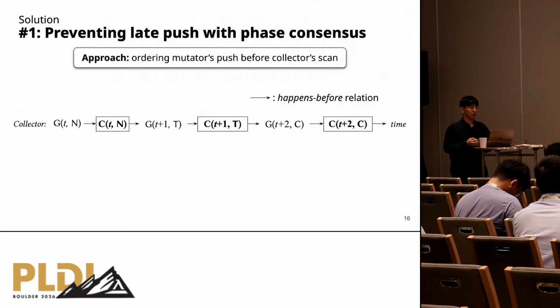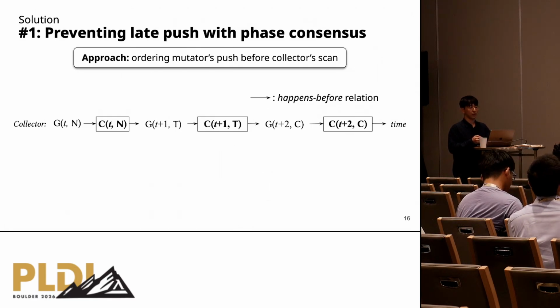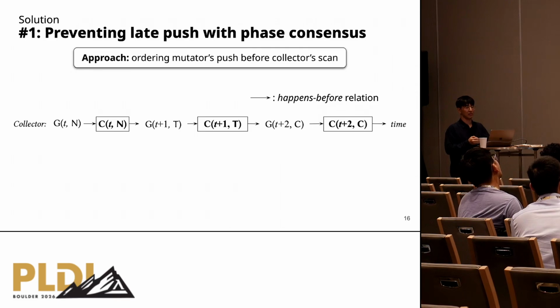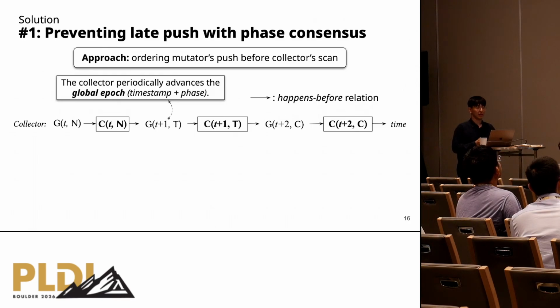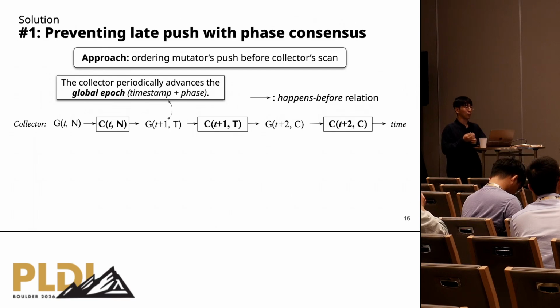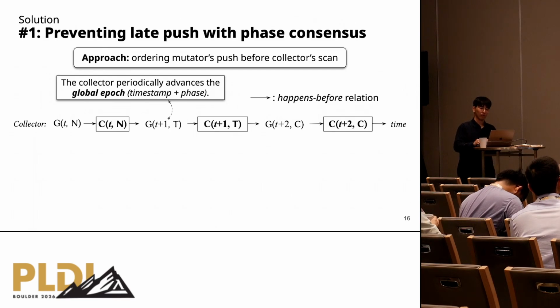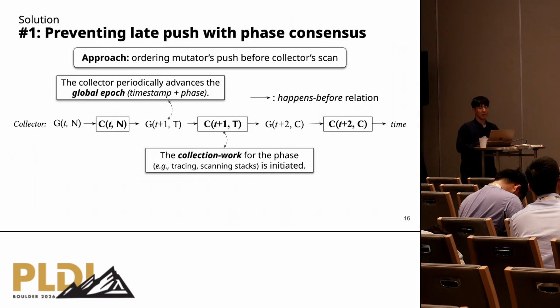Let's start with late push and pace consensus. The approach is to order every mutator push before the collector scan, while keeping the mutator side lock-free. The collector periodically advances a global epoch, which is a pair of a timestamp and a pace, stepping through normal, tracing, and completion paces. At each pace, the collector initiates that pace's critical collection work, such as tracing the heap or scanning the stacks.